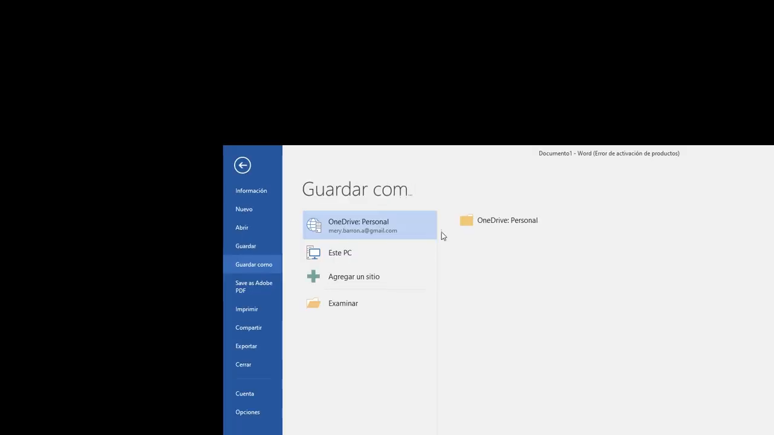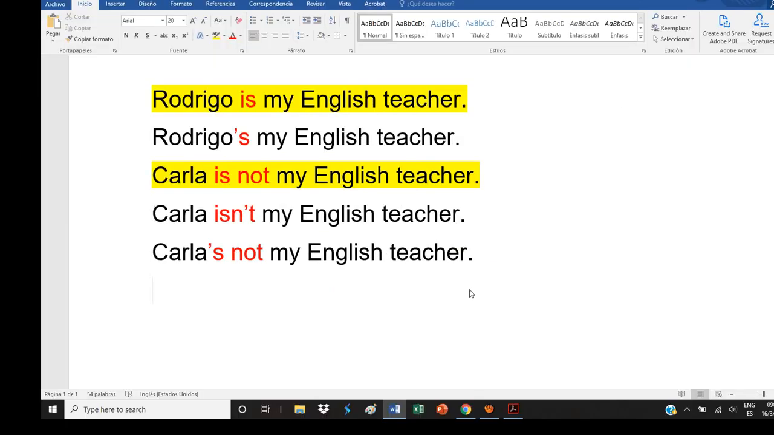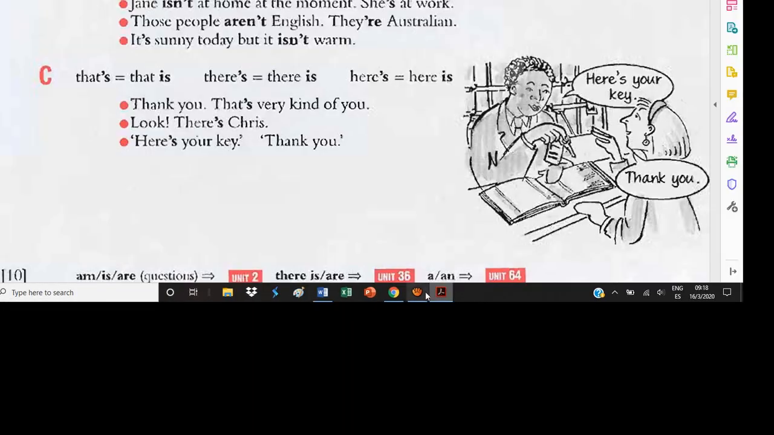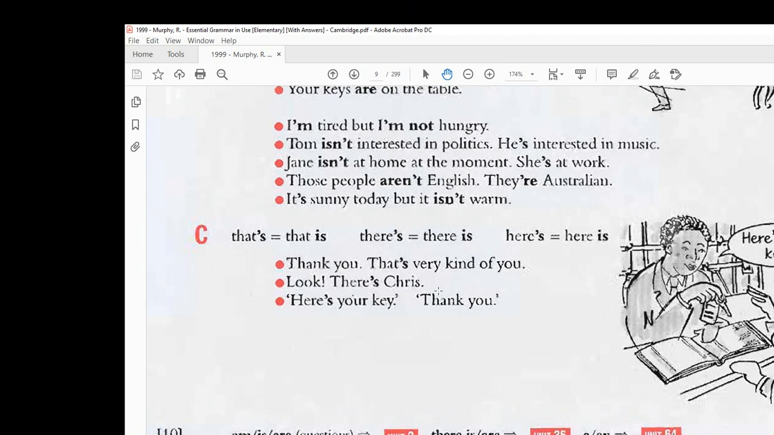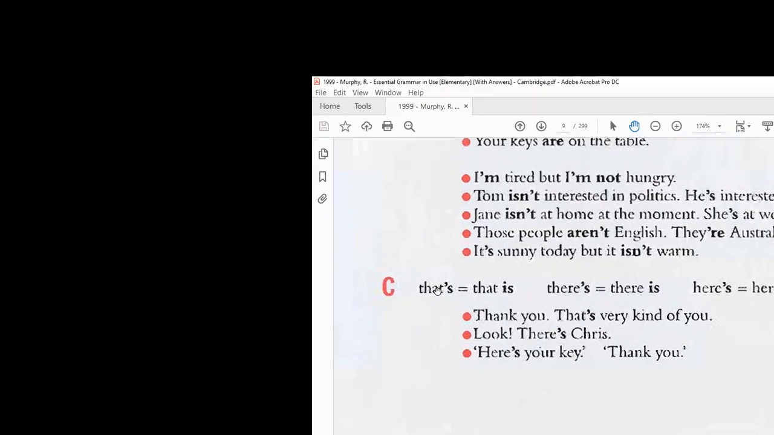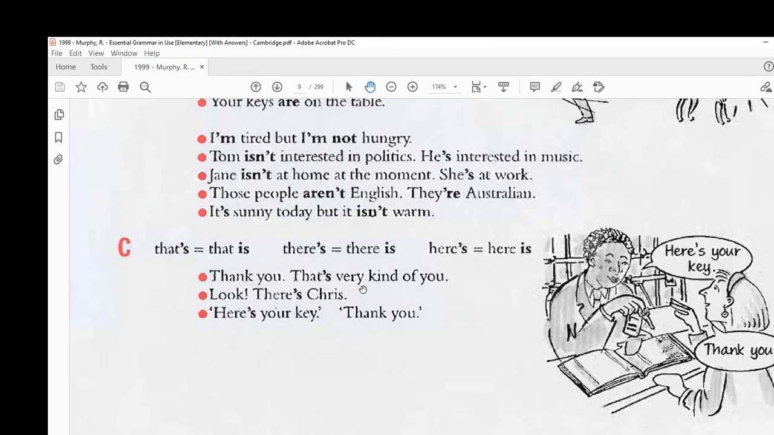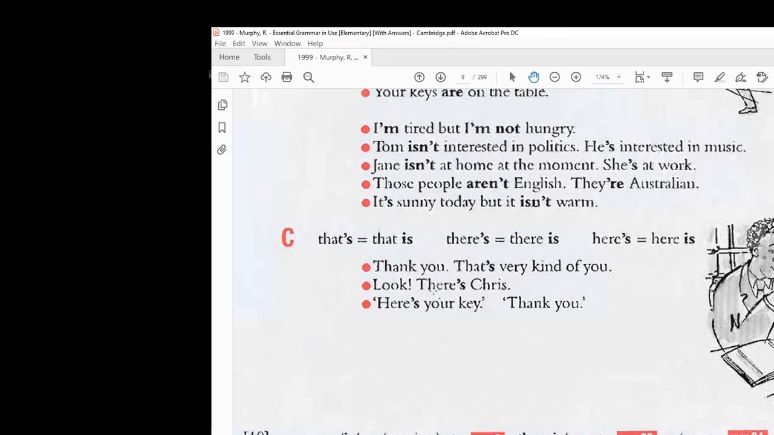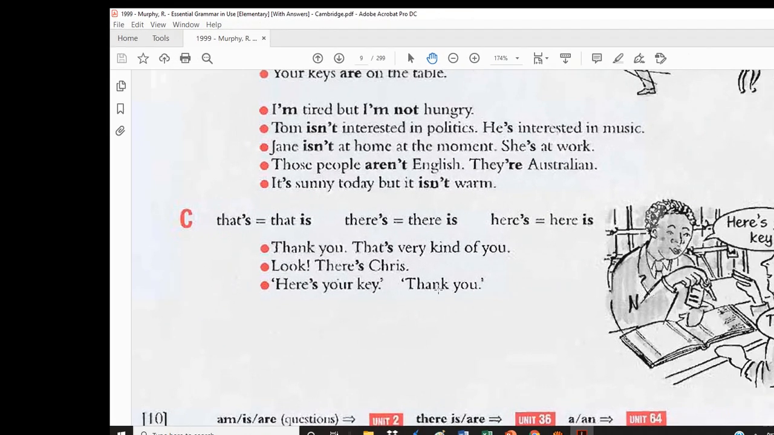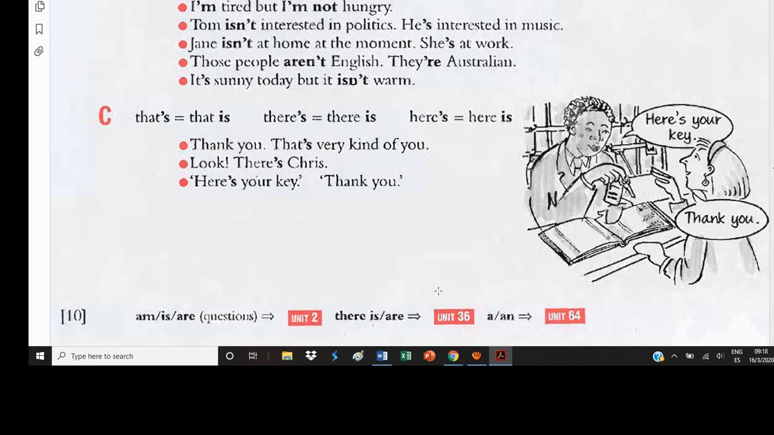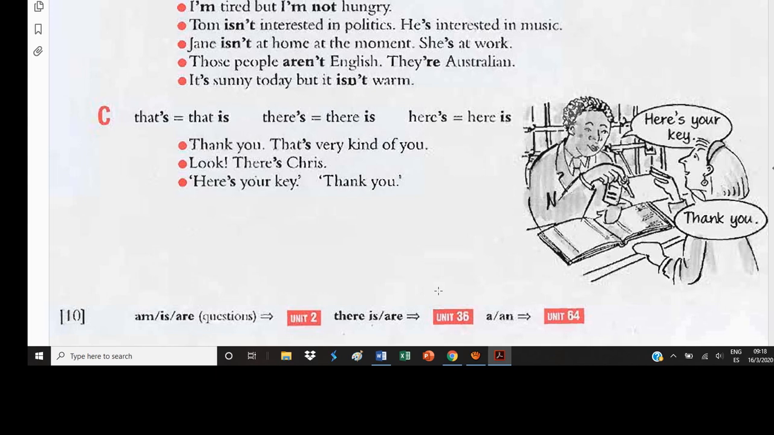Okay. So students, as you see, this is the revision of the verb to be in its simple present form. It's very easy, nothing to worry about. Very simple, very simple. Examples with that's, there's, and here's: "Thank you, that's very kind of you." "Look, there's Chris, and here's your key." "Thank you."